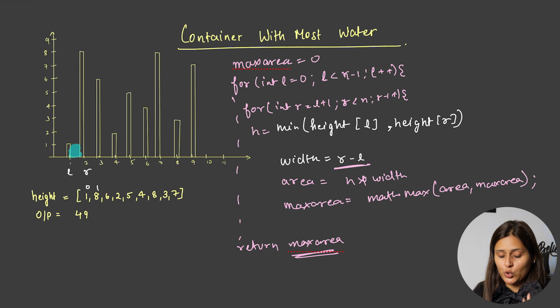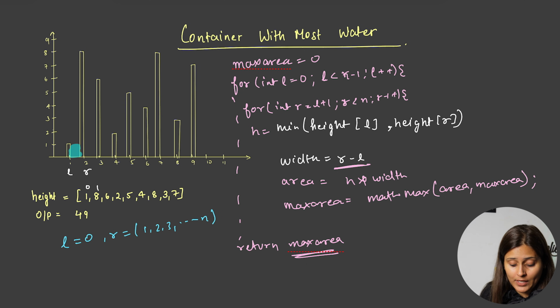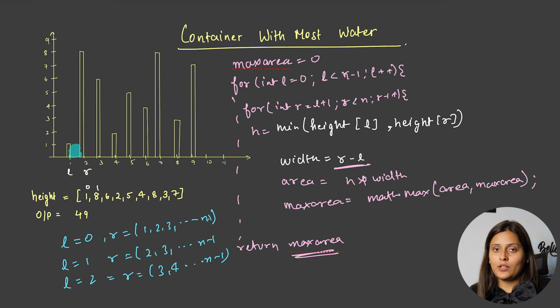But if you see this more closely, for every left we have run right from left plus 1 to n. For left equal to 0, r was 1, 2, 3, 4 till n minus 1. Again for left equal to 1, r was 2, 3, 4 till n minus 1. Similarly left equal to 2, r was 3, 4 till n minus 1, and so on. So what do you think? What is the time complexity in this case?